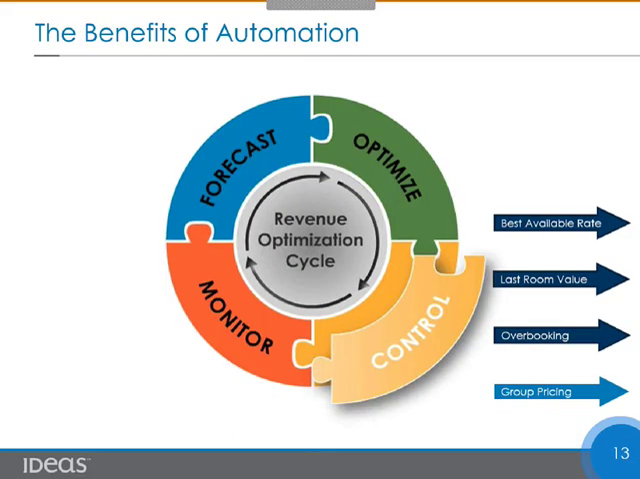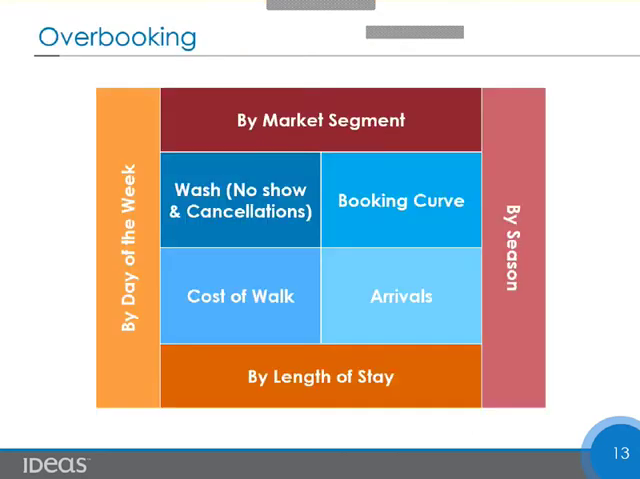Overbooking controls will as well drive value. Let's find out how Ideas calculates these. When the RMS calculates the overbooking numbers, it looks at 4 factors: the wash, both for no-shows and cancellations, your booking curve, the cost of walk, as well as the number of denials. These 4 factors are then looked at by market segment, season, length of stay, as well as day of the week, giving you the optimal overbooking number for your hotel.